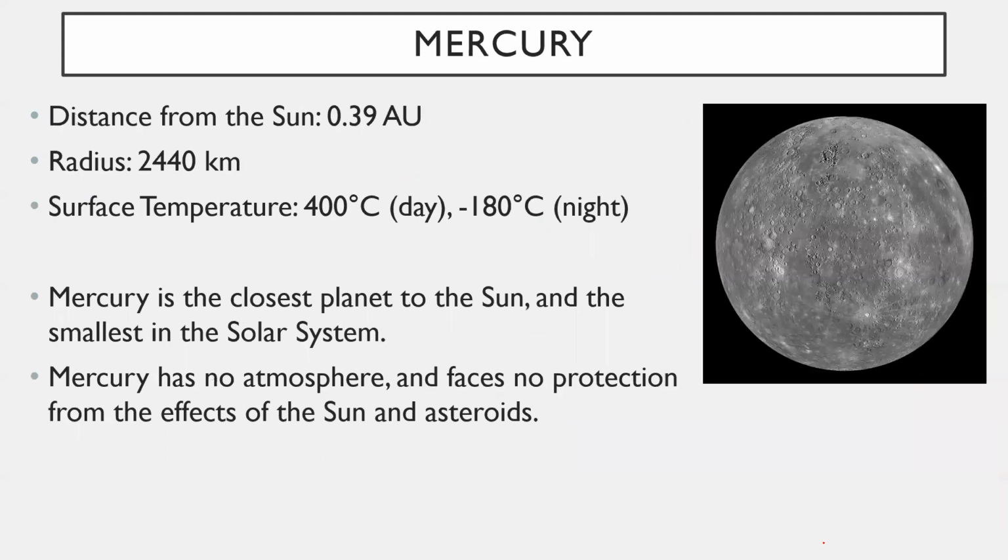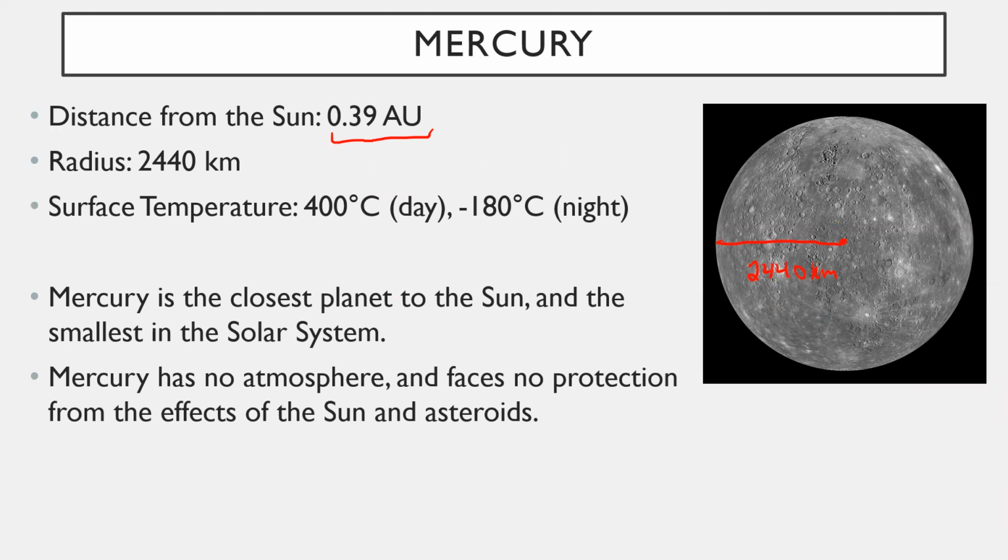Moving on. Mercury is the first planet, closest to the sun. Mercury's distance from the sun is 0.39 AU, so about 39% of Earth's distance from the sun. The radius, which means from the center to the outside, of Mercury is 2,440 kilometers. You won't need to memorize these. It's just nice to know Mercury's size. You'll see how it compares with the other ones.